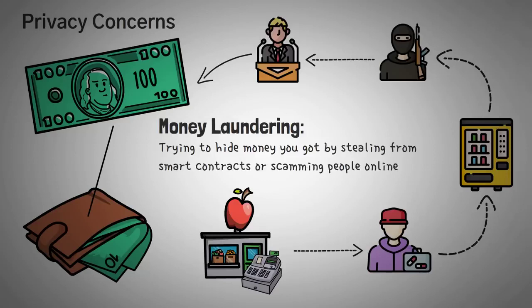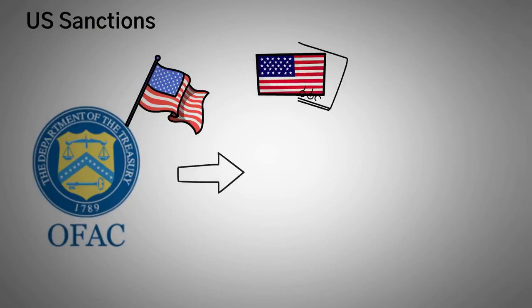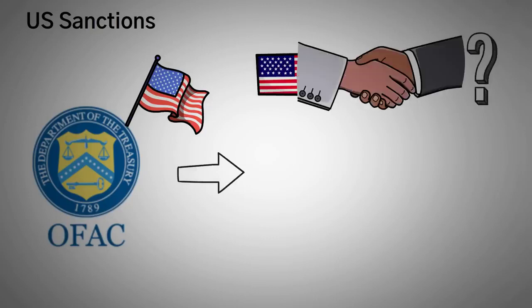So now that we know how Tornado Cash works and what it's used for, let's get into what the US sanctions are. Basically, there's this organization called the Office of Foreign Assets Control, which is a government agency that investigates who the US should be blocked from doing business with.